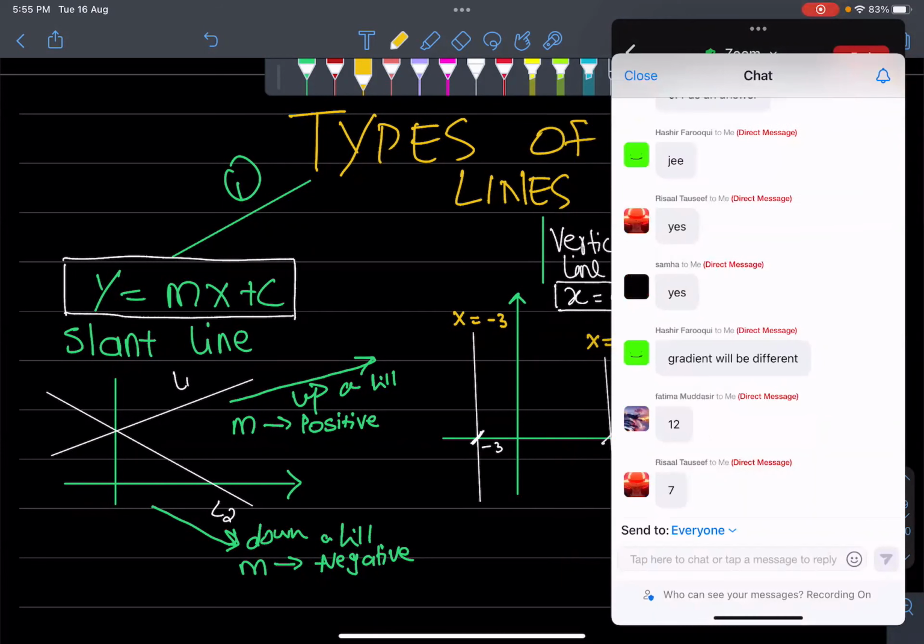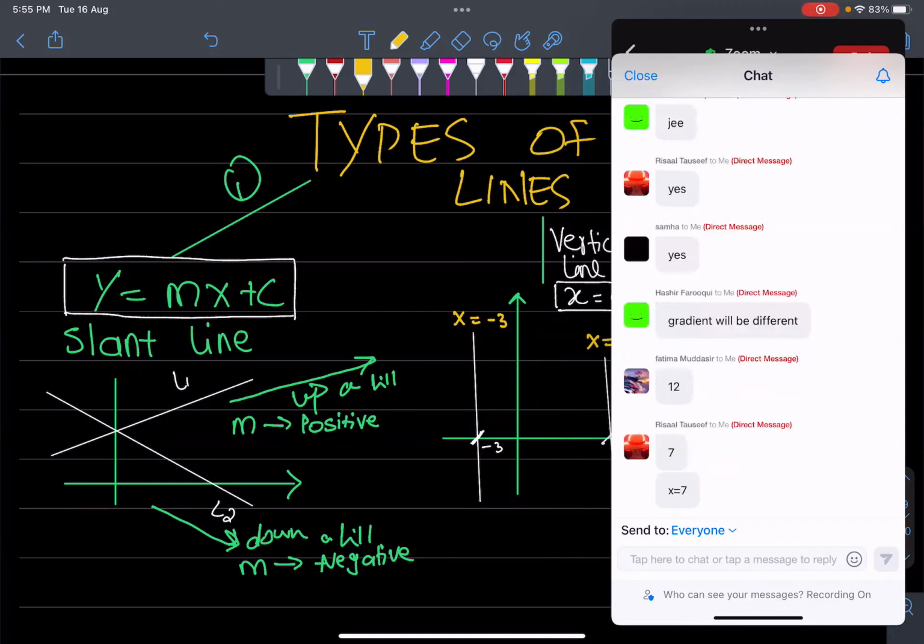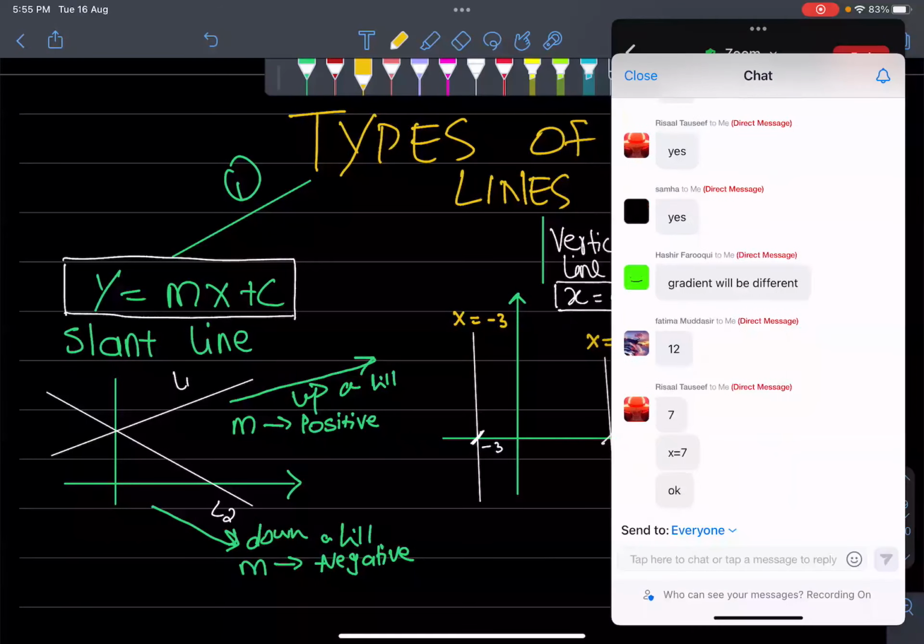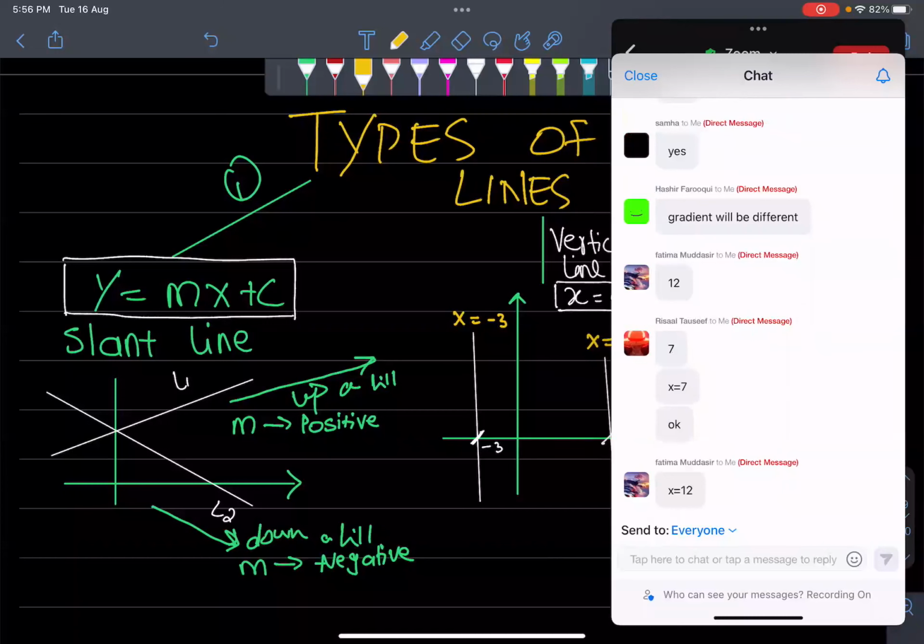Write it fully, beta, fully, just like I have written it. I have used 12. The line is crossing the x-axis at 12. Please see what I have written in yellow, it is crossing 12. Risal. Yes. If it was crossing -3, I called it x equals -3. If it was crossing 5, I said x equals 5. If it is crossing 12, it will be called what?